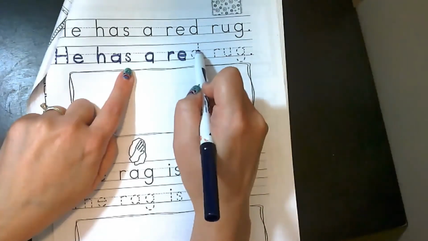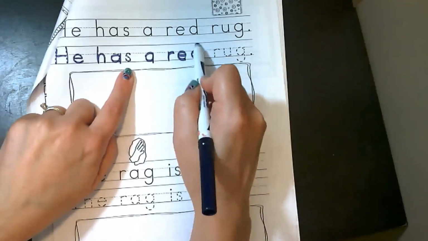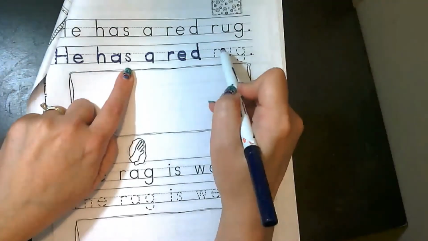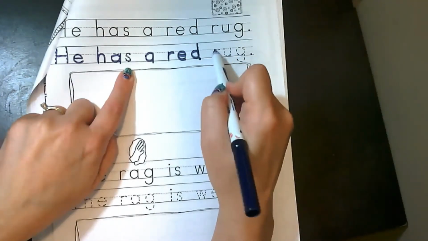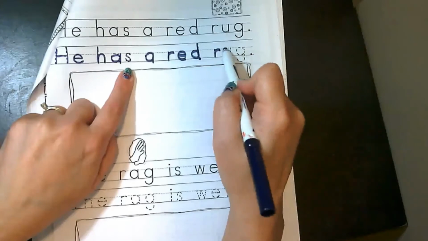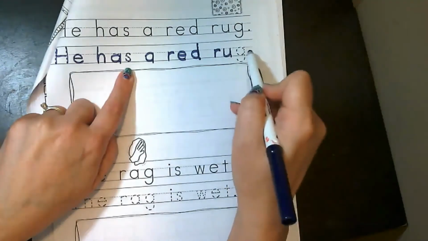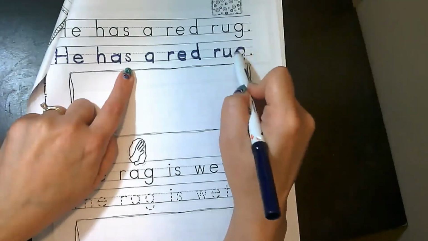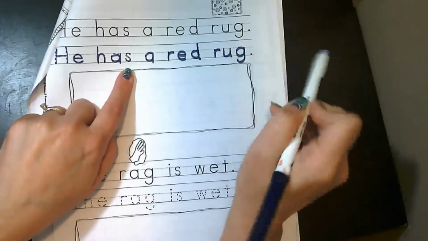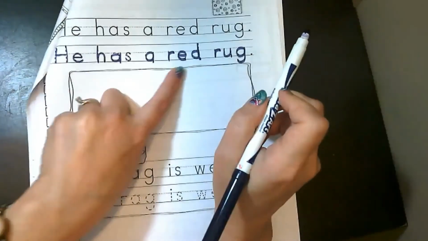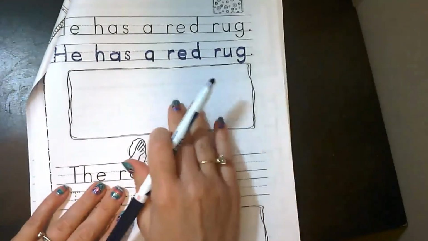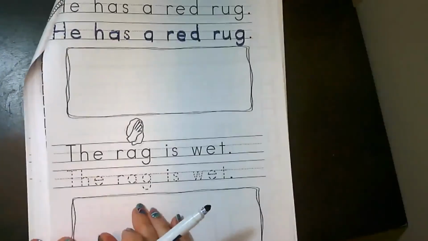D, magic C letter, around like a C, way up and a tail. Good. R, straight line down and a little hump. U, down, up and a tail. G, around like a C, up and a hook. Great job. He has a red rug. Pause and draw a picture. Come back when you're finished with the picture.